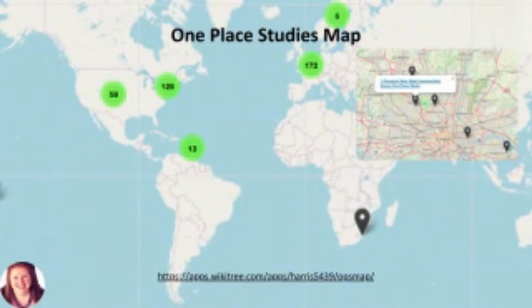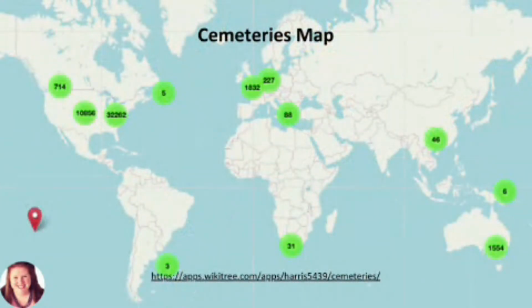A newer tool made available to us is a map for all one-place studies, another for all cemeteries on WikiTree. It's just another way to look at the database. And here's the cemeteries map. You can see there are quite a few cemeteries on WikiTree already.